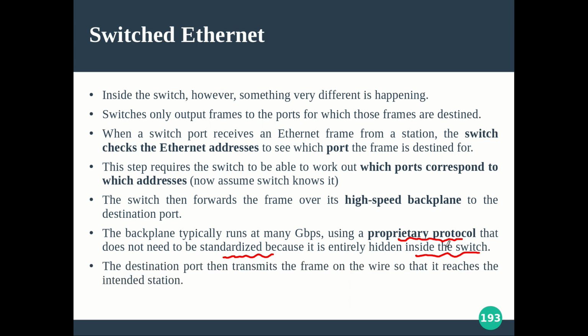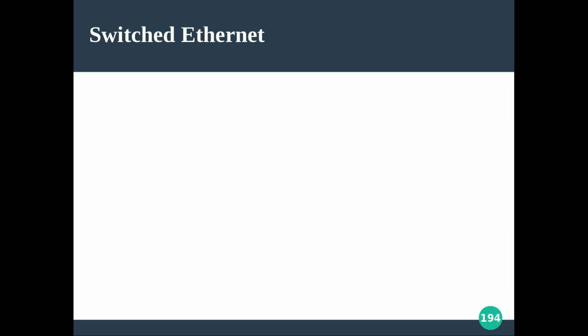The destination port then transmits the frame on the wire so that it reaches the intended station. None of the other ports even knows that some communication is happening inside. Say from A to B, the communication is happening smoothly without affecting the communication between C and D.